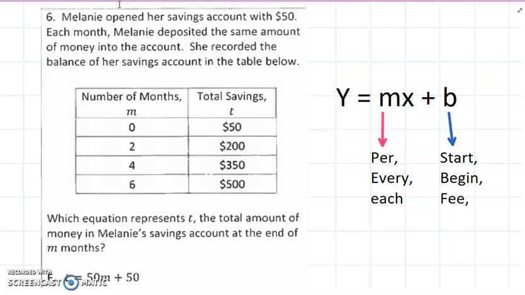It says, Melanie opened her savings account for $50. Each month, Melanie deposited the same amount of money into the account. She recorded the balance of her savings account in the table below. So the table has the number of months, M, and the total savings, T. Let's look at the question at the bottom here.